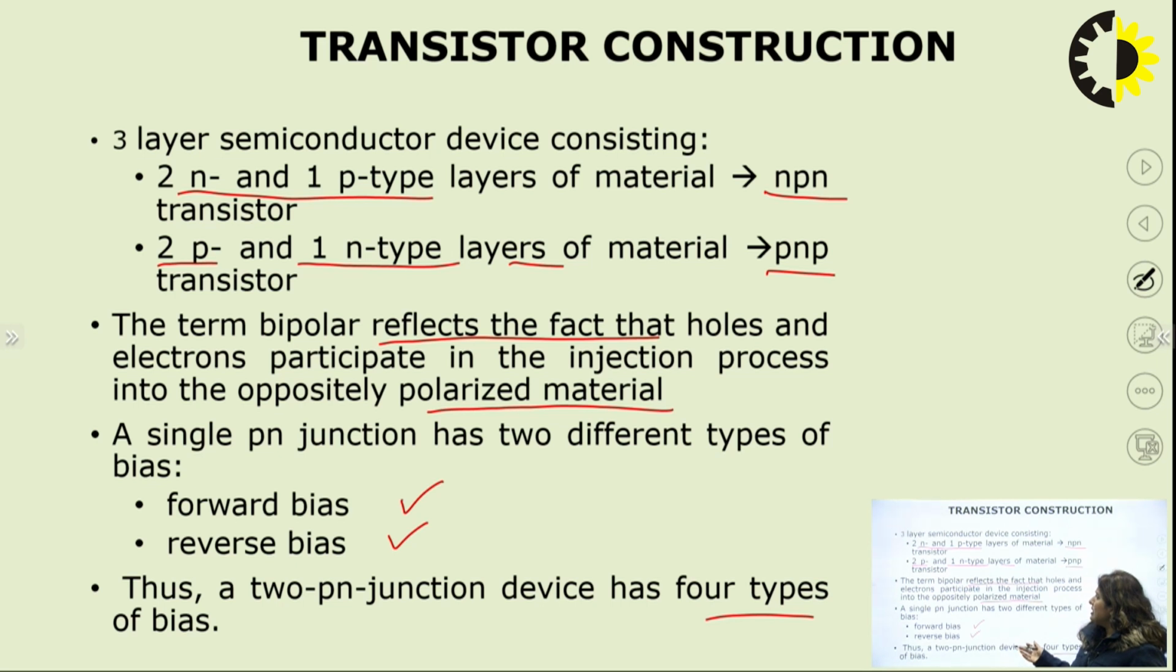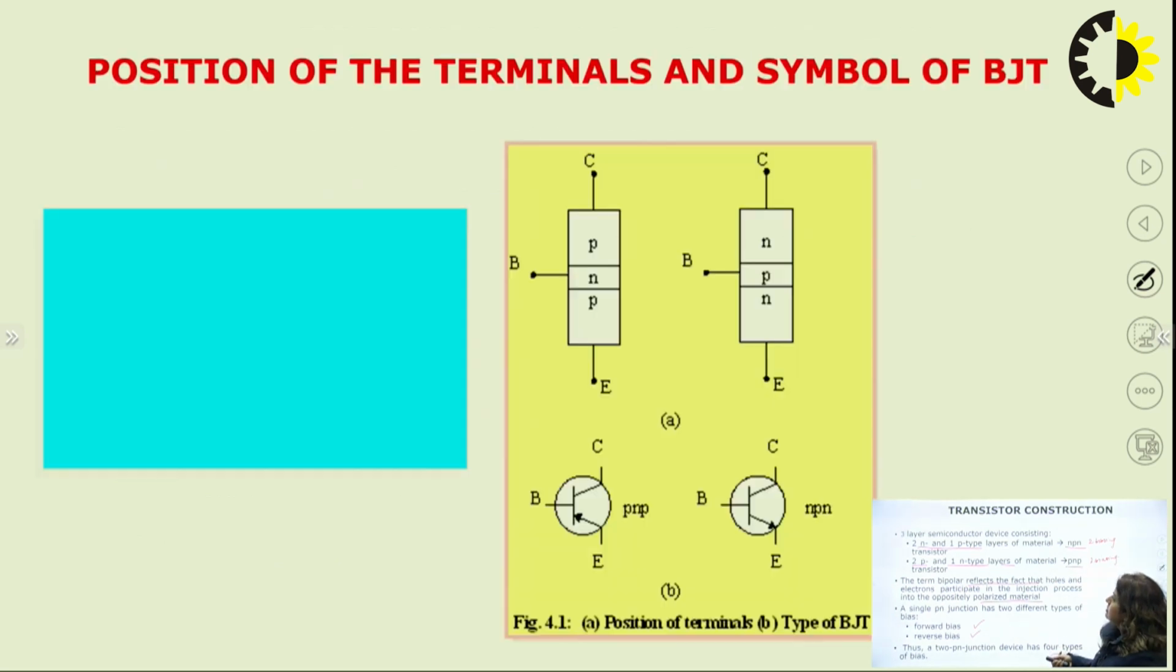What we have seen is that the BJT, the NPN type of transistor, can be formed with 2 N layers and 1 P type layer, and similarly the PNP type of transistor can be formed with 2 P layers and 1 N type layer. It has 2 different types of biasing, forward and reverse, so there are 2 biasing stages for the NPN and 2 biasing stages for the PNP type of transistors.